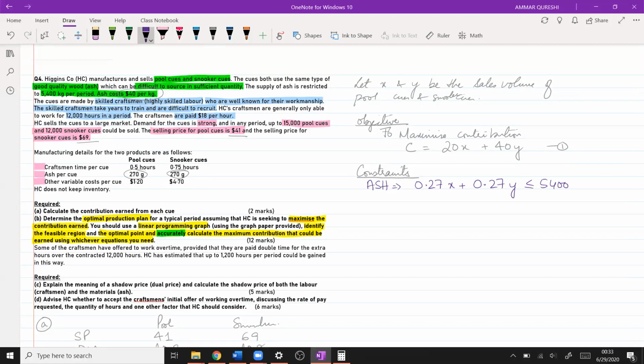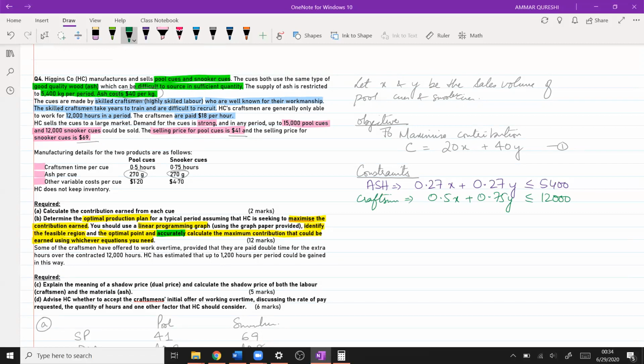And for labor, or not labor exactly, here it is the craftsman. It's 0.5 hours in X plus 0.75 hours in Y should be less than or equal to 12,000, right?